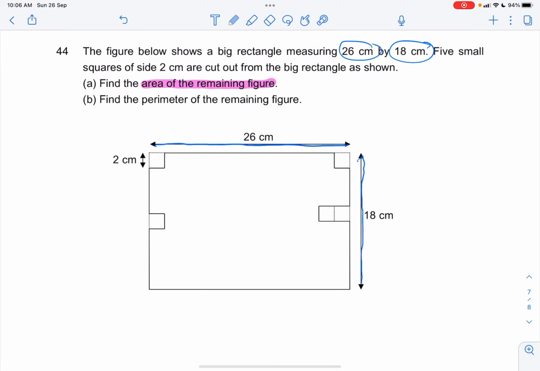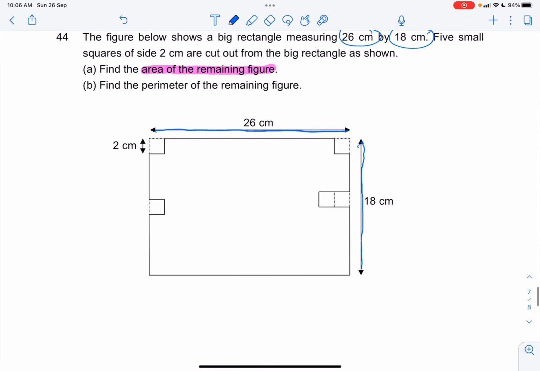So to solve A, we need to find the area of the big rectangle first, which is 26 times 18. So I'm going to do the math by the side here. 48, 208, 0, 6, 2. So 468. This is the area of the big rectangle.